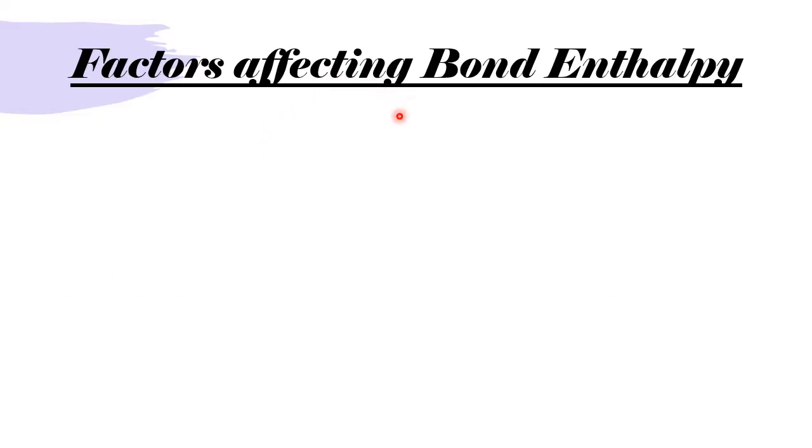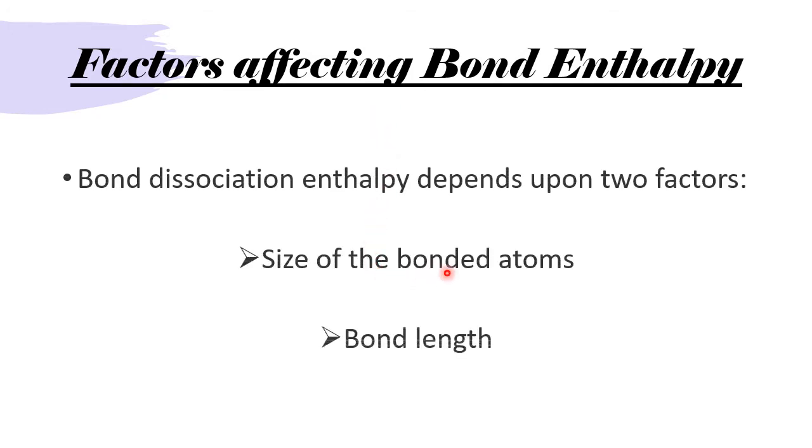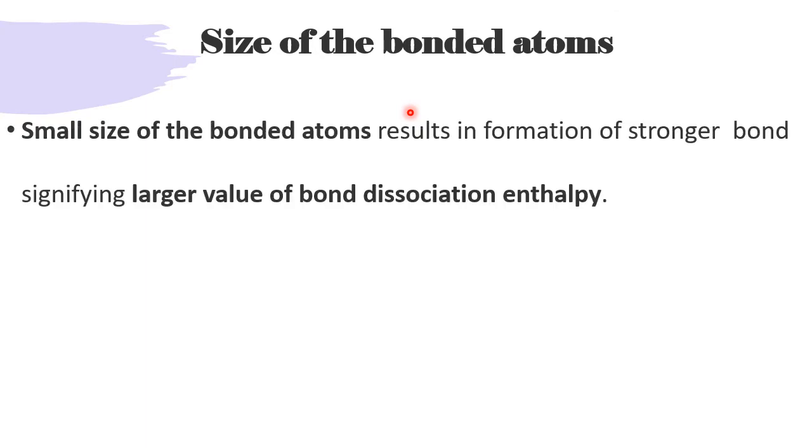Factors affecting the bond enthalpy. On what factors? Size of the bonded atoms and bond length. Let us see one by one. First is what? Size of the bonded atoms.